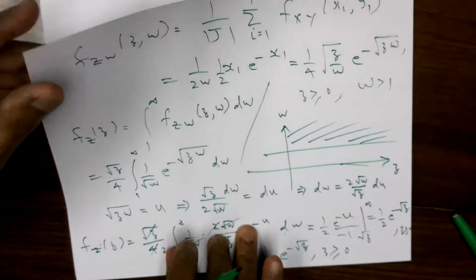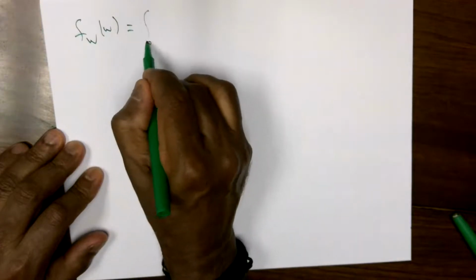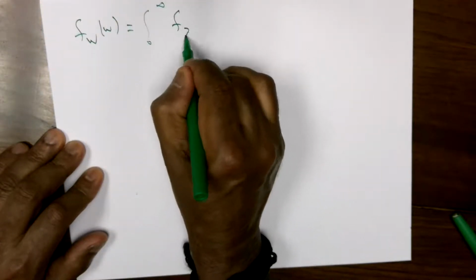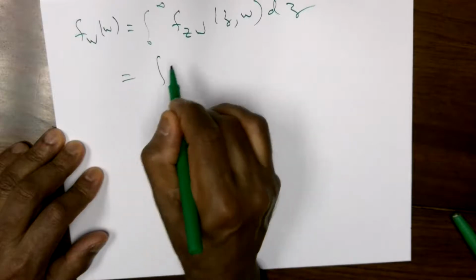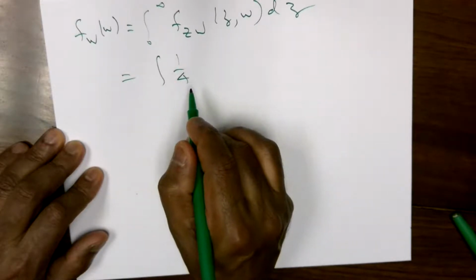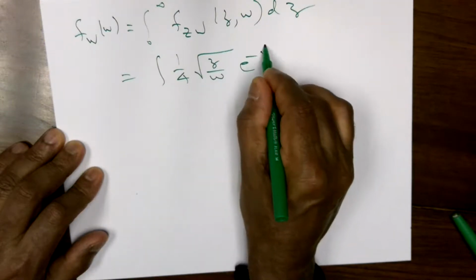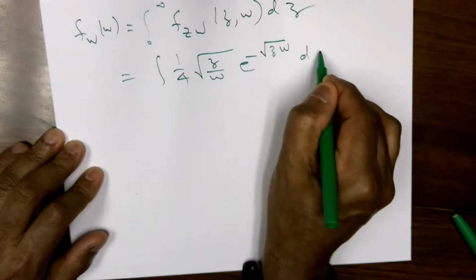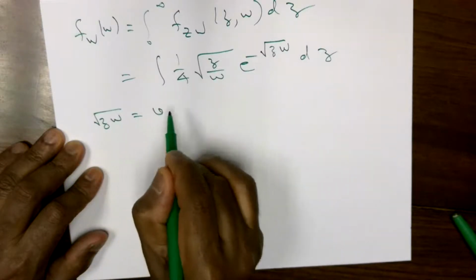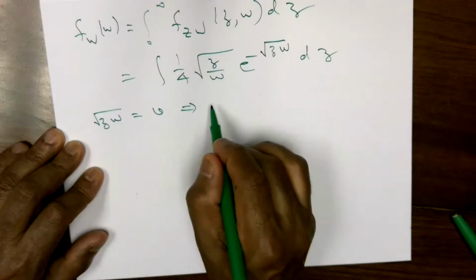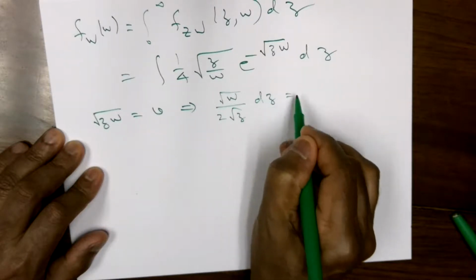And to figure out the density function of w, we can take the joint density function and integrate out z. And the joint density function was 1 over 4 square root of z over w, e to the power minus zw, dz this time. So again, we'll use the same thing. zw I'm going to put to v, but this time the derivative is with respect to z. So that's square root of w over 2 square root of z, dz will be dv.